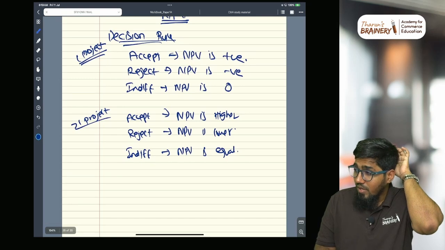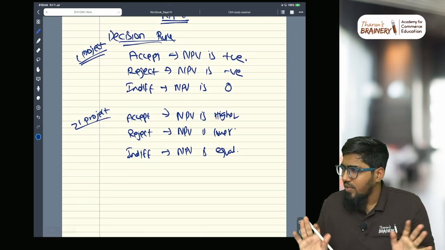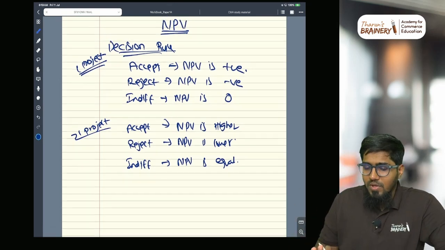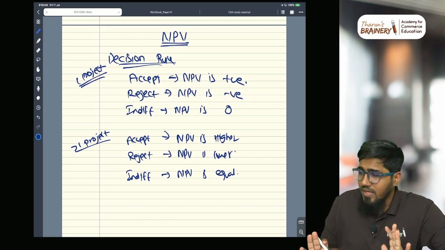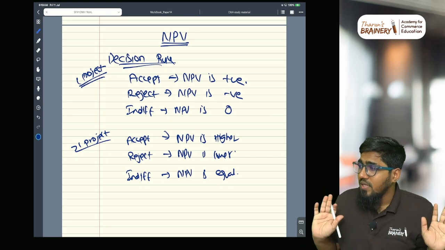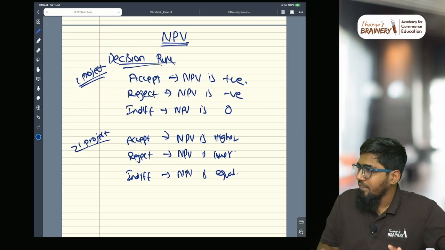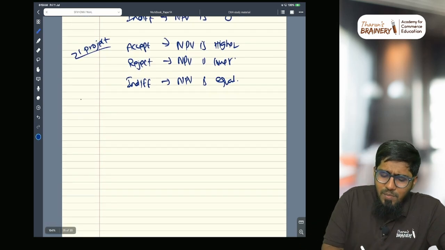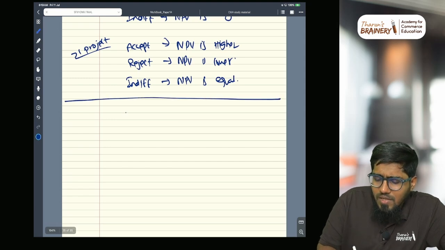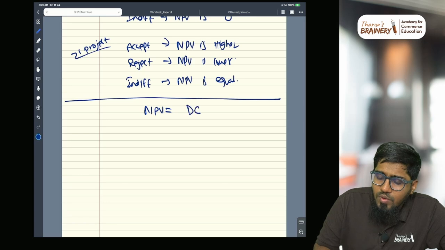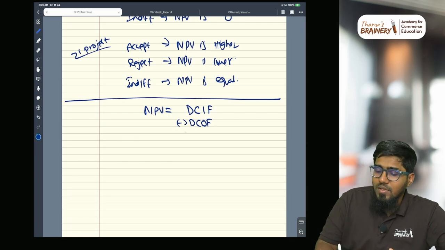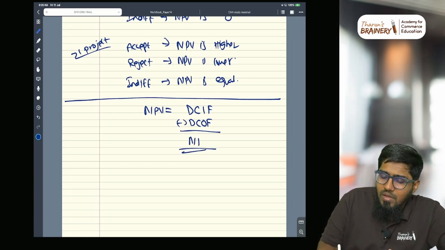Now everyone understand? I will come to a lot of points. Now this is the decision rule. Are you guys understanding? Just say yes or no. Yes, sir. Super. Now let me ask you a question. Sir, what you are trying to tell is that NPV is equal to discounted cash inflows minus discounted cash outflows. Correct? This is what we call NPV.